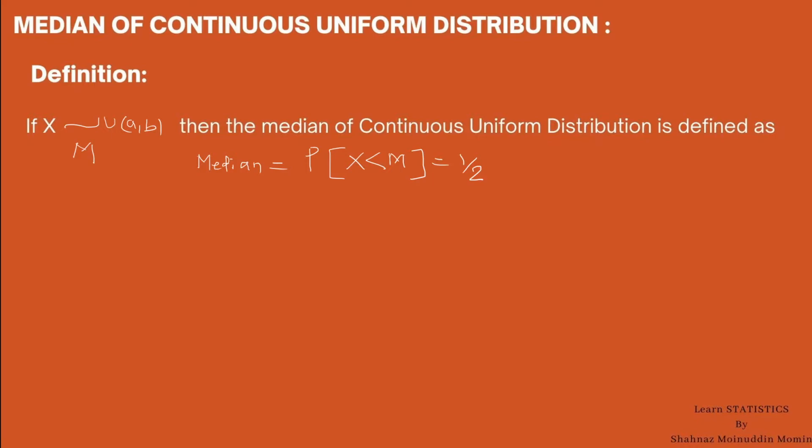In the previous lecture, we have already learned what is median. We know that median is a positional average which divides the data into two equal parts. 50% of the data is less than median and 50% of the data is more than median. Hence, the probability of getting less than median is 50%. So, it is 1 upon 2. Hence, the probability of x less than m is 1 by 2.